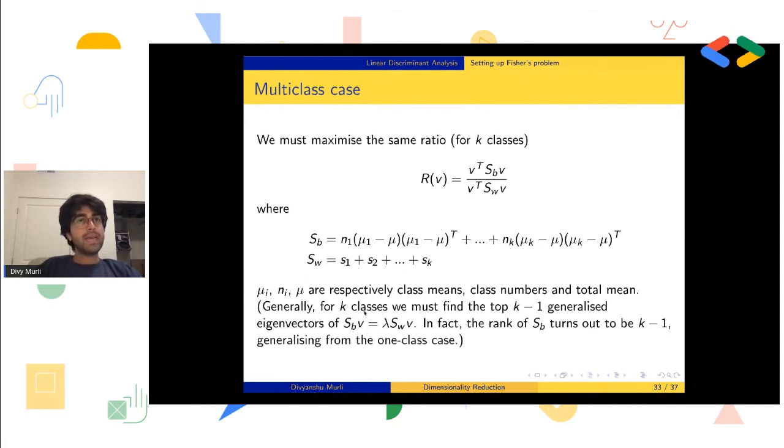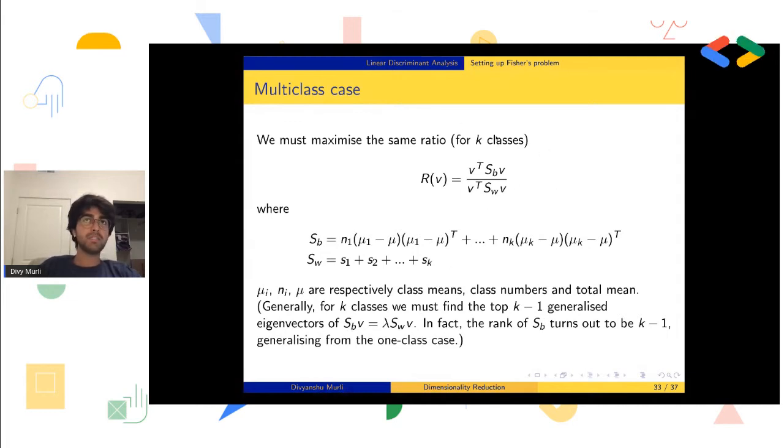And for k classes, I should have used a different letter actually. I'm sorry about that, because I've used k like a million times. But anyway, for k classes, we want to find the top k minus 1 generalized eigenvectors. So this is the generalized eigenvector problem.